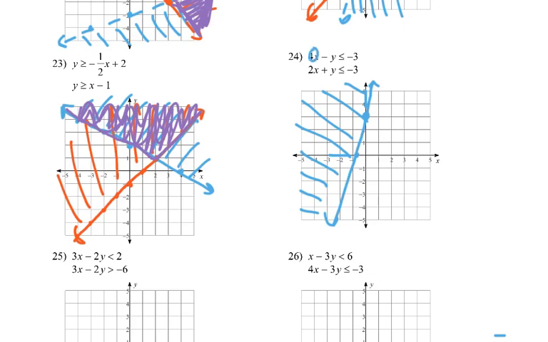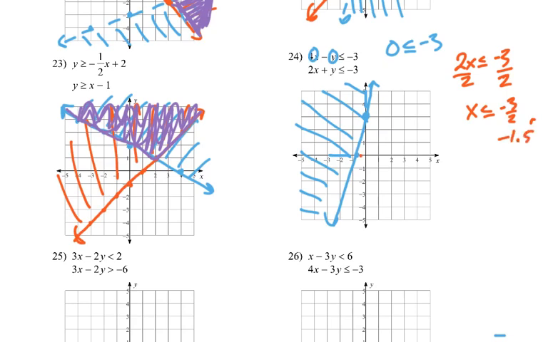4 times 0 would be 0, minus 0 would be 0. Is 0 less than or equal to -3? Nope, 0, 0 would be right there, so we shade the opposite side. Okay, then the bottom one. So if I have 2x is less than or equal to -3, the x is less than or equal to -3/2, which is like -1.5.